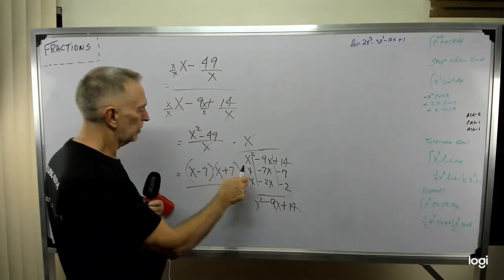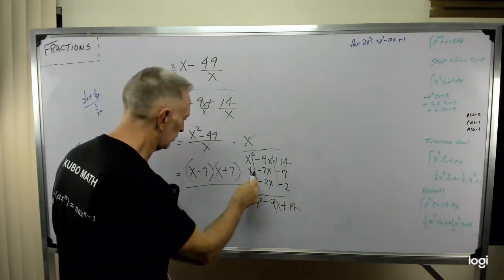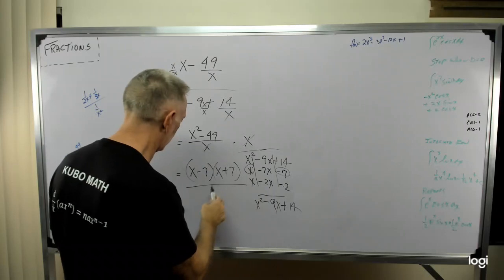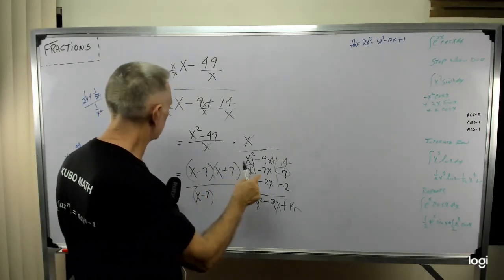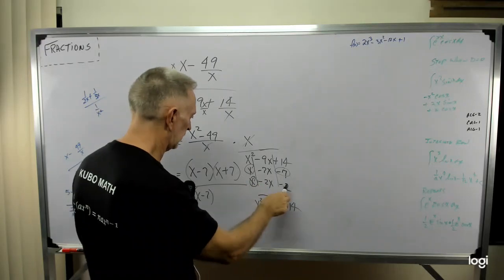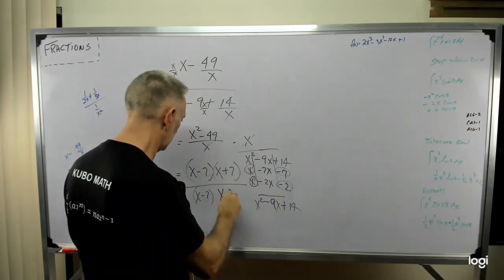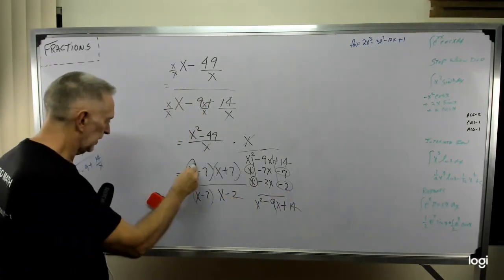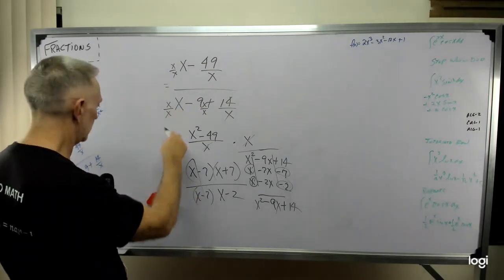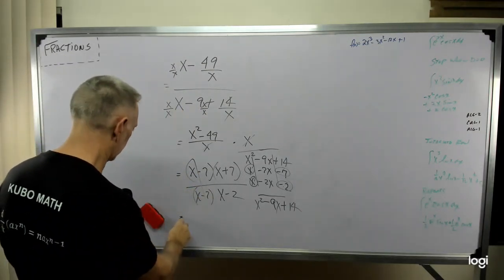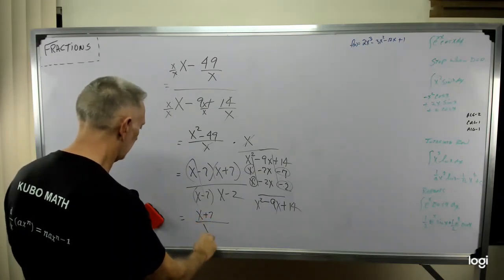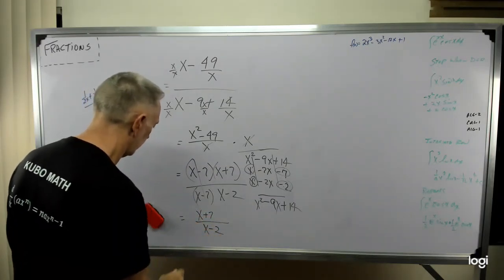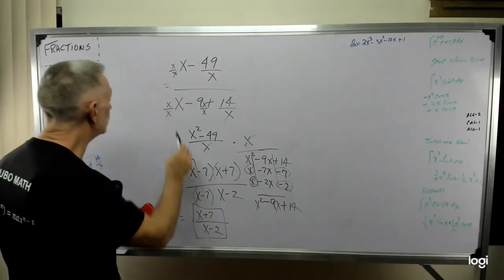Wow. Okay. Now then, so this factors into x minus 7, look at that, x minus 7 times x minus 2. So these cancel. Make sure I didn't leave off anything. Okay, so I end up with x plus 7 divided by x minus 2. That's what that would reduce to.